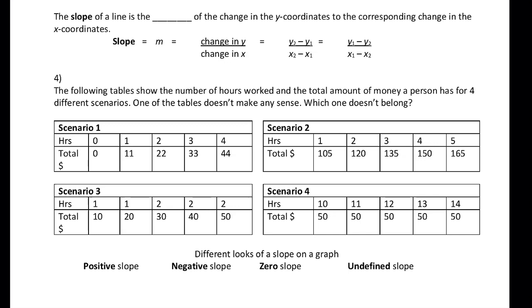In the previous video, we were talking about rate of change, and rate of change is really the same idea as finding the slope of a line. The slope of a line is the rate of change in the y-coordinates, so the corresponding change in the x-coordinates.